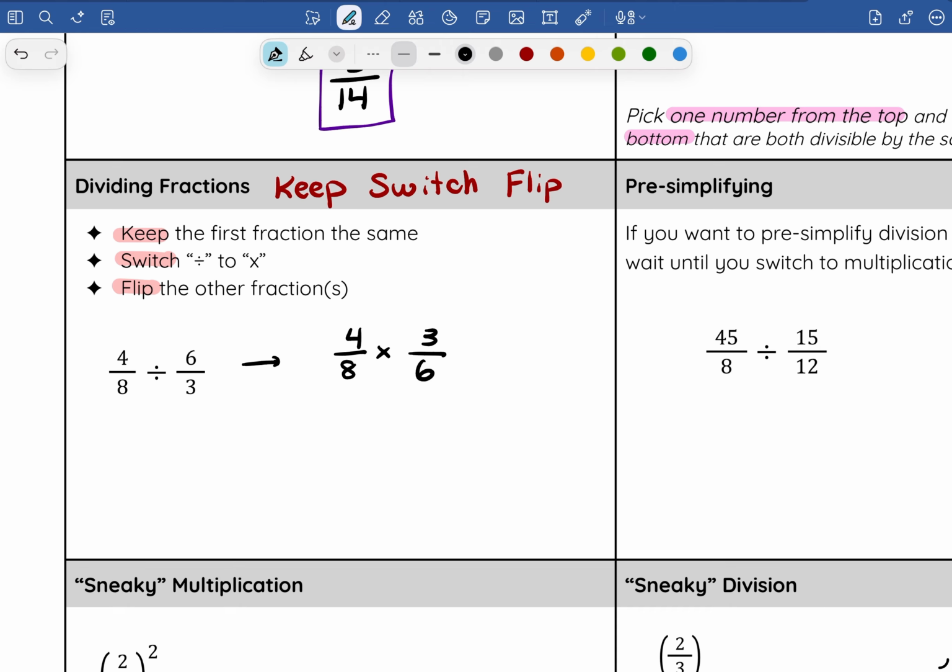Again, for this one, we won't do any pre-simplifying. We'll do post-simplifying, I guess, just to see that it's an option. So 4 times 3 will give us 12. 8 times 6 will give us 48. And then what are these both divisible by? 4, also 3, which means that it is divisible by 12, and that will be our fastest way of getting to the final answer.